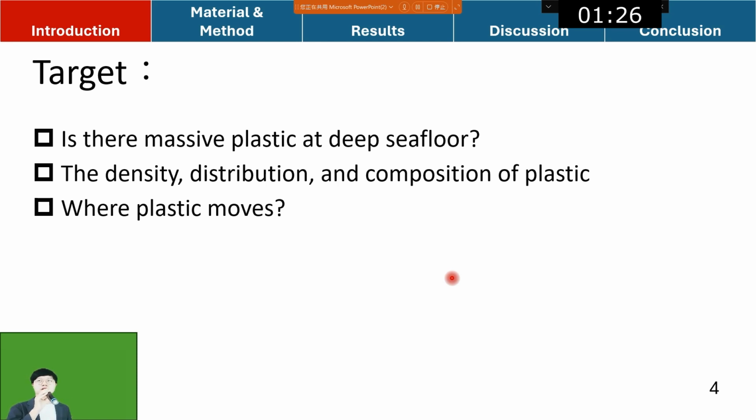So the target in the paper is to find whether there is massive plastic at the deep sea floor, and their density, distribution, and the composition of the plastic, and where the plastic moves.